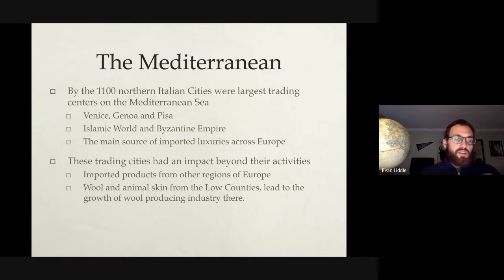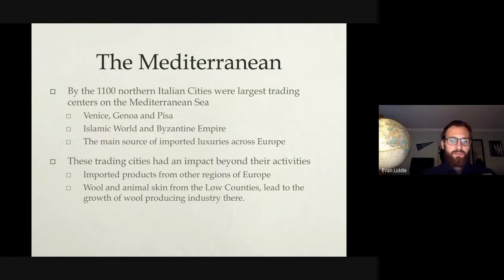And so if you wanted spices from the East, if you wanted sandalwood from Southeast Asia or pepper, you would have to go through these Italian city-states because they were the ones doing business with the Byzantine Empire or the Islamic world, specifically Egypt. And so these cities were bringing in the goods from outside of Europe, and their rise in wealth from all of this led them to also want goods from within Europe.